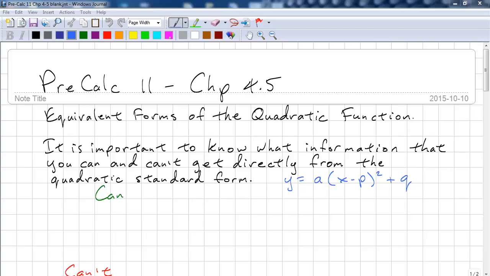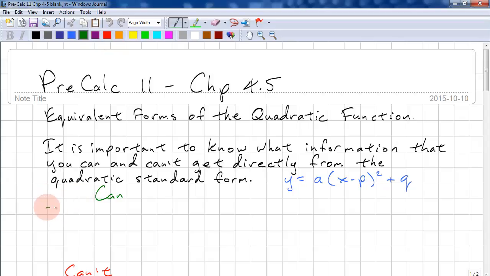This is PreCalc 11, Chapter 4.5. We're going to look at equivalent forms of the quadratic function, and we're going to go over the properties. It is important to know what information you can and cannot get directly from the quadratic standard form.